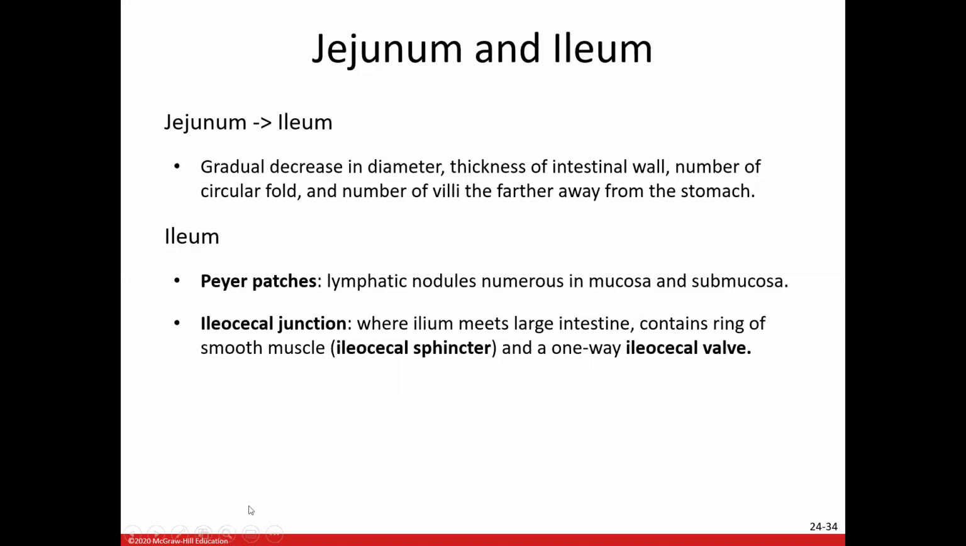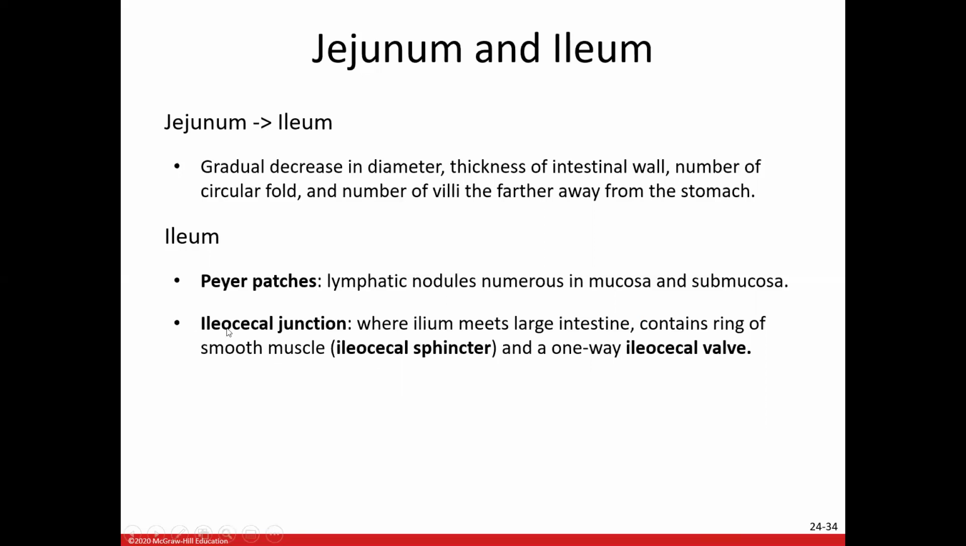Within the ileum, you have a couple of special structures. First, you have what's called Peyer's patches. These are little lymphatic nodules that reside in the mucosa and the submucosa. And they can initiate immune responses against any sort of microorganisms that may be in the small intestine that we need to get rid of.